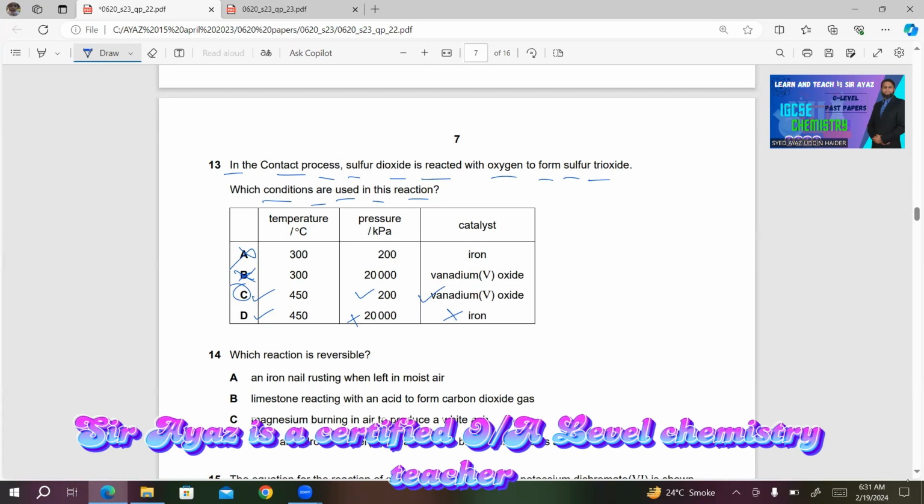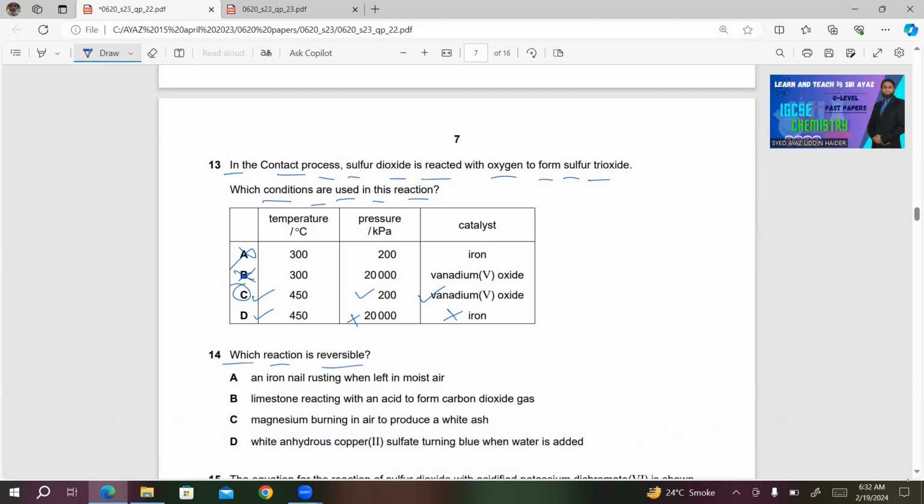Number 14, which reaction is reversible? An iron nail rusting when left in moist air. Now this can't be reversed because it produces flaky rust, which is hydrated iron(III) oxide. So this is not reversible. This can't be reversed, so A is incorrect.